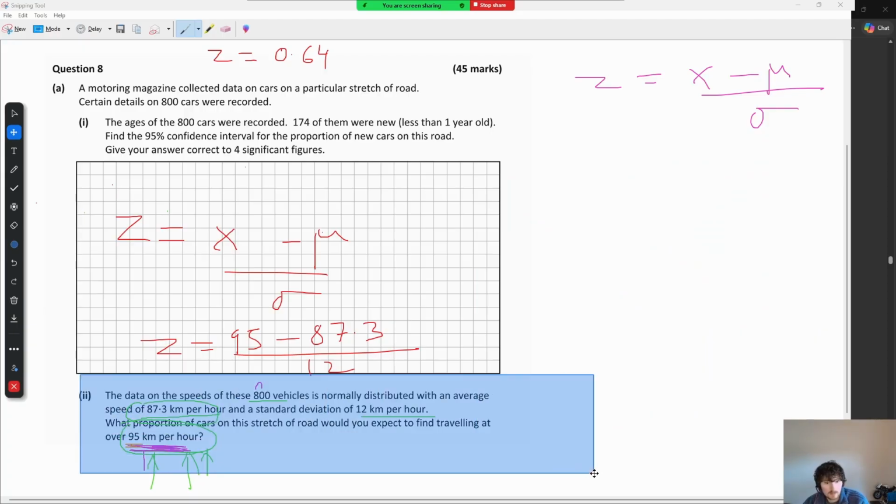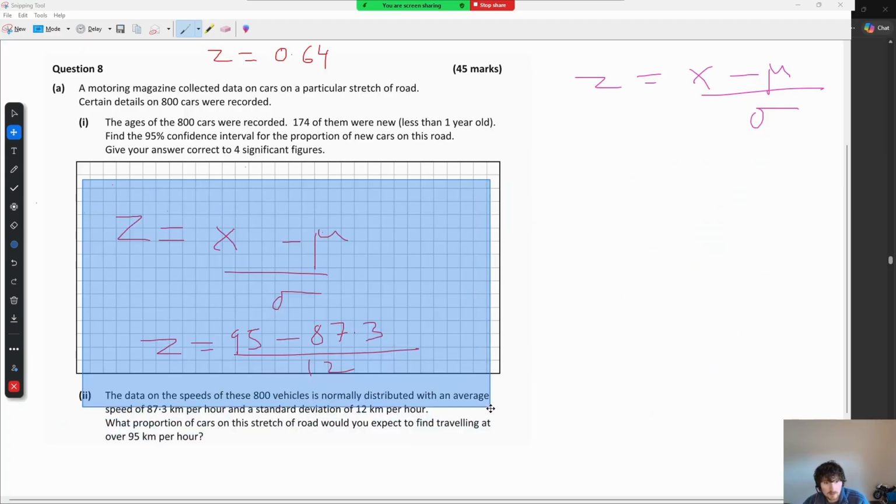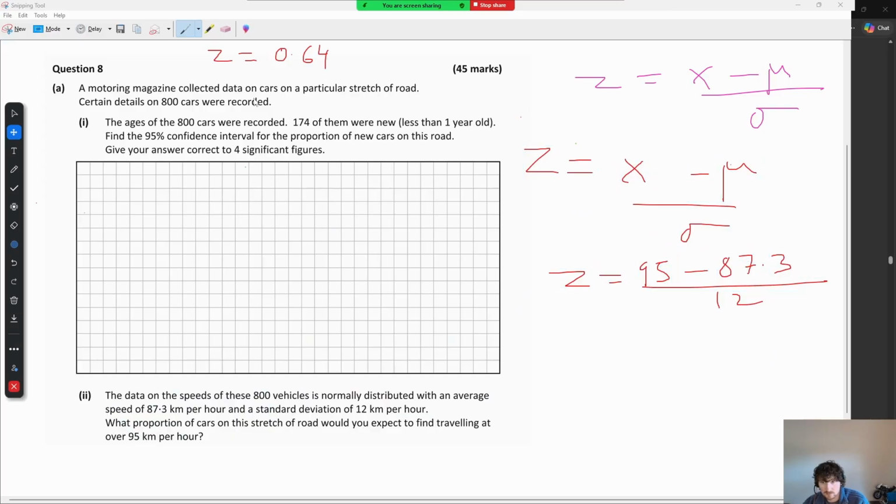So let me rub away a lot of these markings here too. I'll put this over here, and then that's our Z-score. So what this question actually asked was, as I said, this here is really an X value. They're asking what proportion of cars, in other words, an area from the bell curve, do you expect to be traveling over this speed? So we're looking for the probability that X is greater than 95, right?